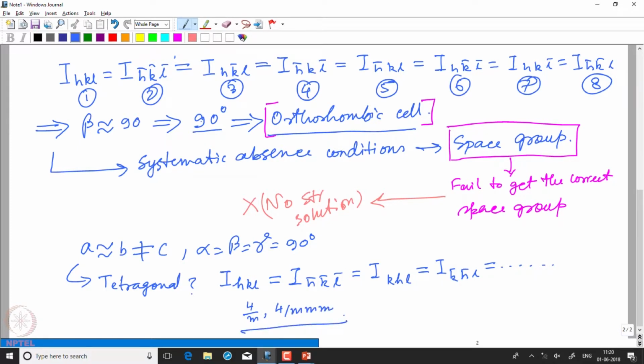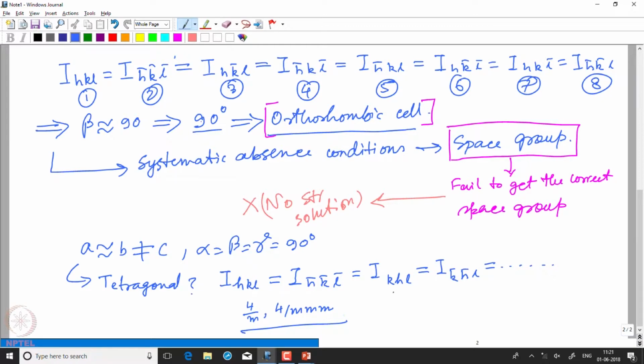So one has to look at those IHKLs corresponding to different point groups, the different Laue groups of the tetragonal system, and see whether those equivalents are met or not using this particular data. If those equivalents are not met strictly, then it is orthorhombic. That means the interchange of axis A and B is not allowed. If all these conditions are met together, then it is tetragonal.